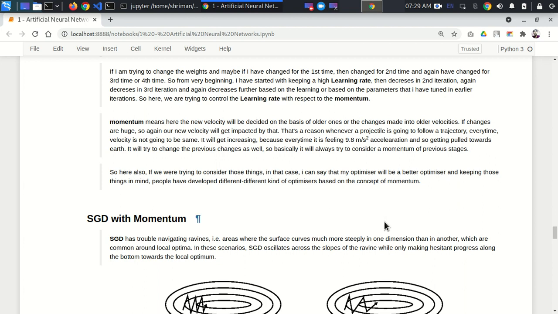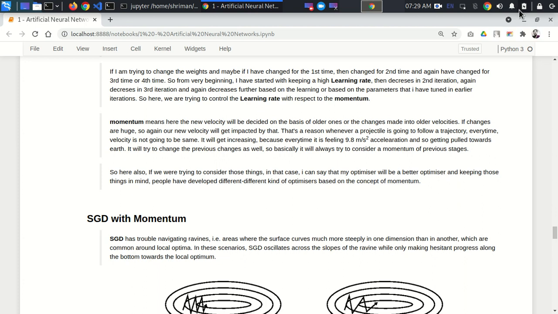So people have said okay fine, these are things that already happen in physics, so why don't we adapt the same thing? Maybe it will give us a good result. Keeping those things in mind, they have introduced this concept of momentum. According to this momentum, there are various optimizers that we get from their side, and we have just started with the SGD with momentum.